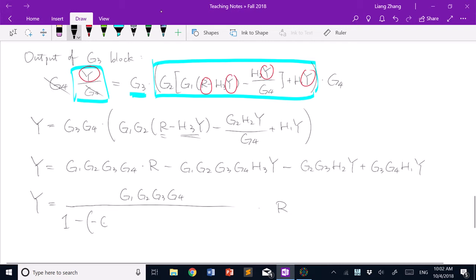Let me do this: 1 minus, okay, negative G1, G2, G3, G4, H3. I want to keep this consistent with this 1 minus loop gain form. And then in this case, of course, it will be minus negative G2, G3, H2. And then minus, in this case, G3, G4, and H1.